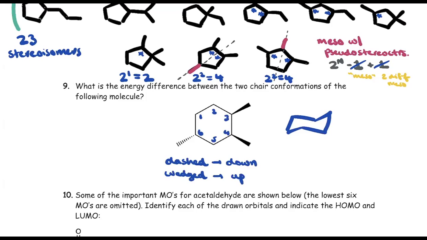Okay, so I'm going to number this 1, 2, 3, 4, 5, 6. And then you see that my carbon number 3 is going to be wedged, so it's going to point up here. 4 is wedged, so it points up, but now it's going to be up equatorial. Remember, you can't have 2 up axials next to each other. And then 6 is going to be pointing down, so you're going to have this down axial over here. So that's 1 chair conformation. Now I want to draw the other one.